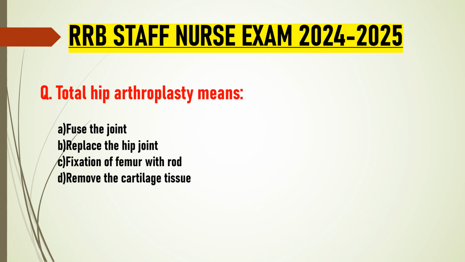First question: total hip arthroplasty means. Options are: option A, fuse the joint; option B, replace the hip joint; option C, fixation of femur with rod; option D, remove the cartilage tissue. So the answer is option B, replace the hip joint.